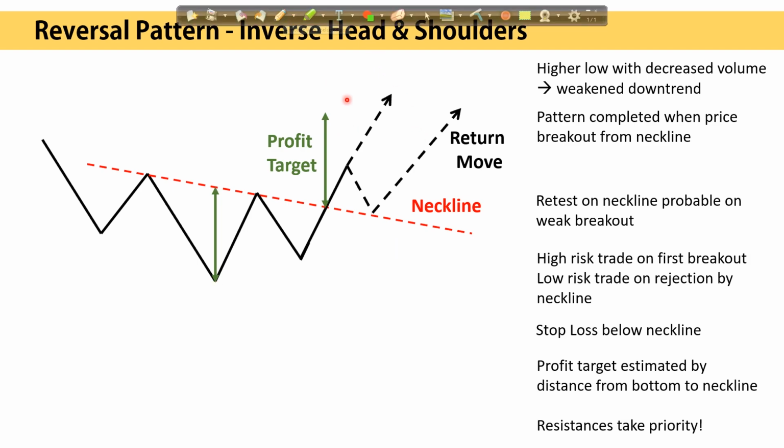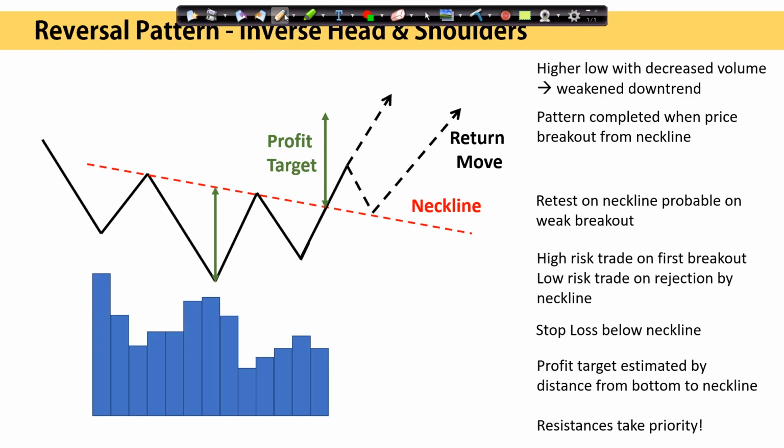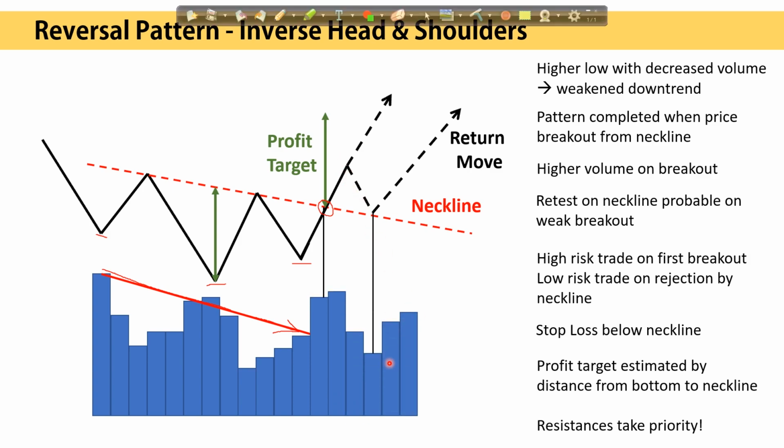So likewise, for volume, you'll see that as the downtrend progresses, at each low, volume should decrease, signifying the weakening downtrend. So the breakout over here should be met with heavy volume, and the subsequent return move should be observed with light volume. And as the prices continue to rise, we would like to see that volume increases generally.